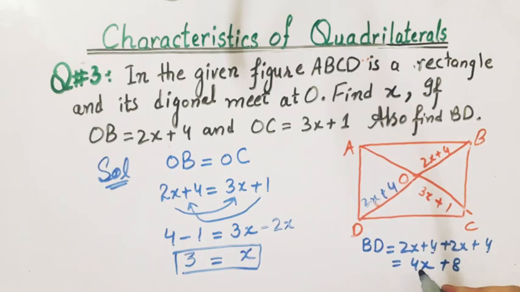Now you will substitute the value of X, that is 3. So 4 into 3 plus 8, 4 into 3 is 12, 12 plus 8 is 20. So this is 20. 20 is the answer. Now we will solve question number 4.